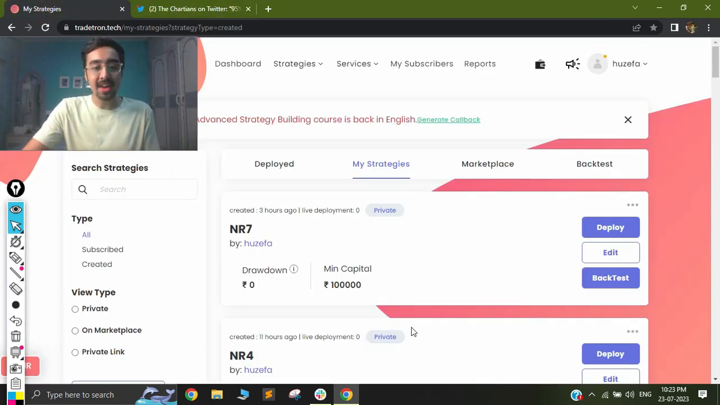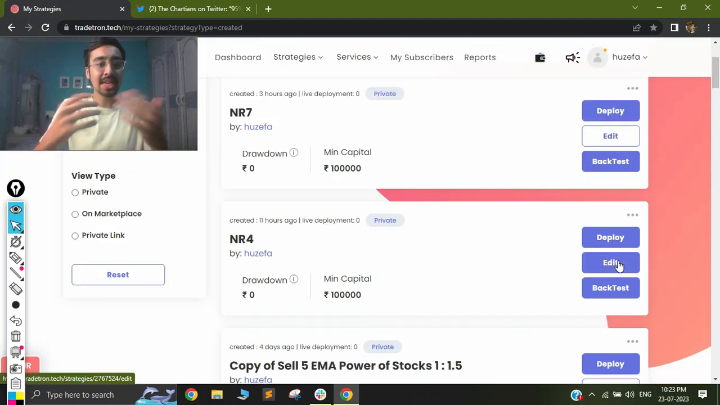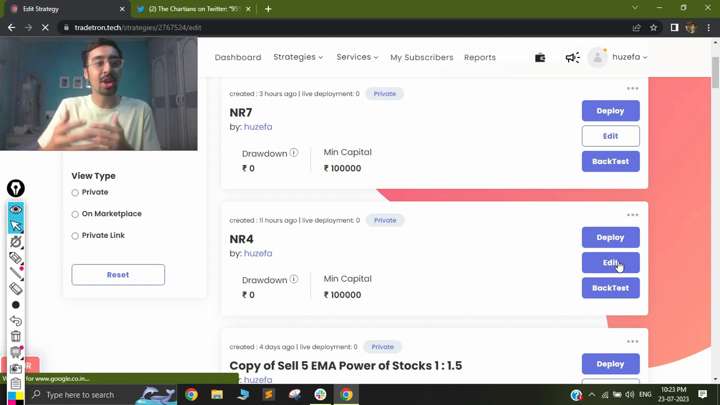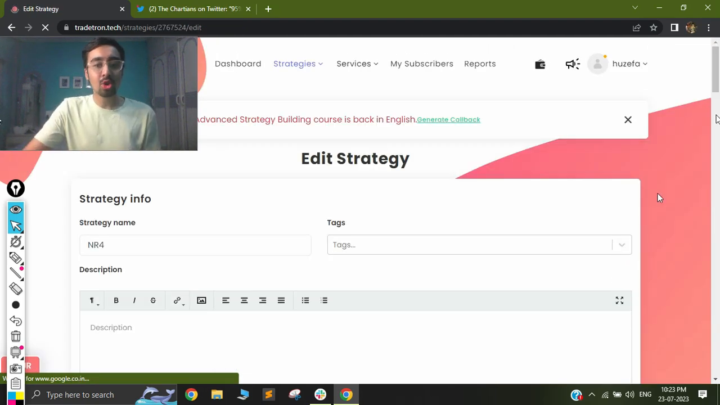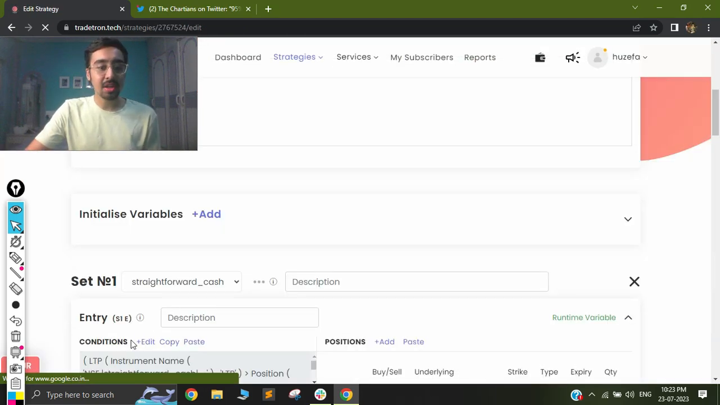So I have my NR7 strategy and NR4 strategy. I'll quickly show you on edit what I have built and how. In my NR4 strategy, I will show you my entry conditions.